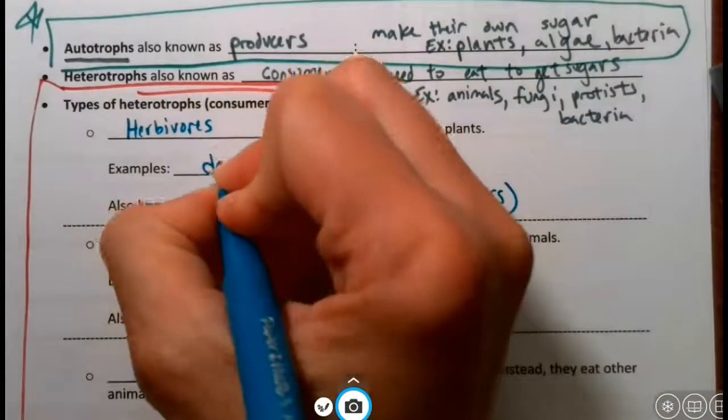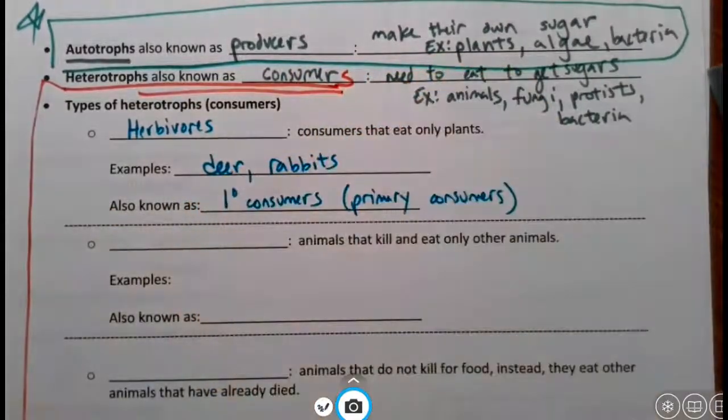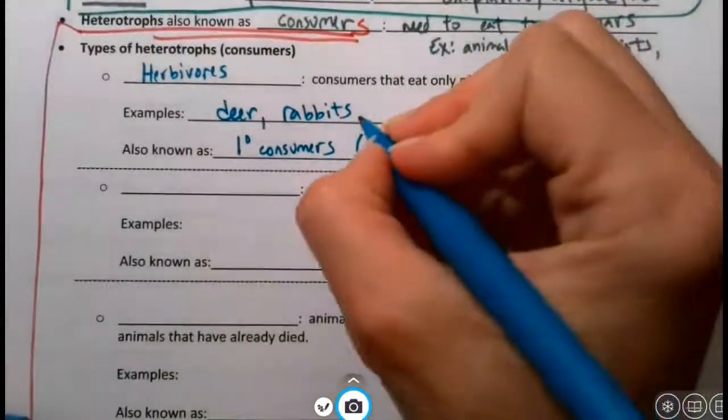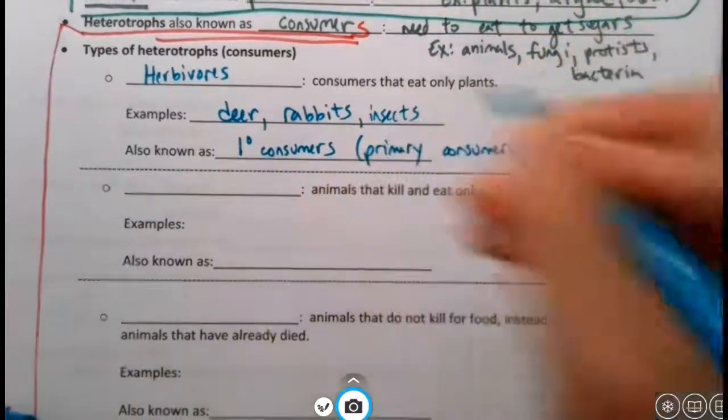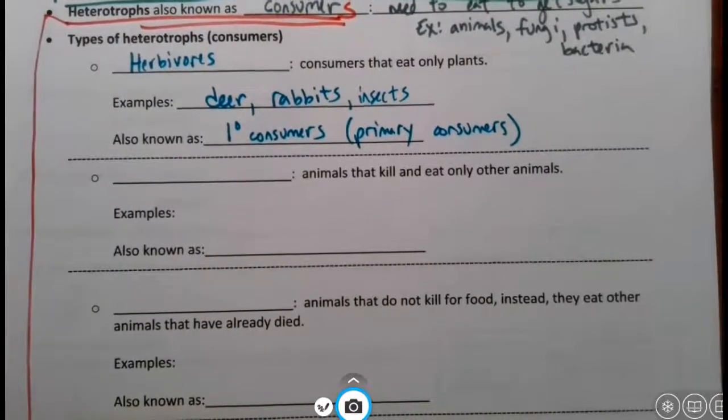So you can talk about deer or rabbits. Okay, certain insects. Many insects are herbivores. Okay, although some, like the mosquito, is a carnivore.